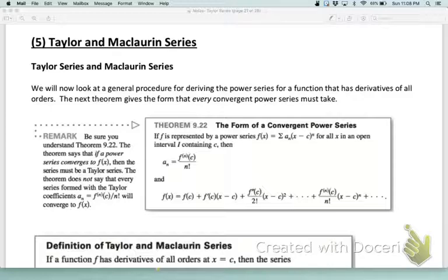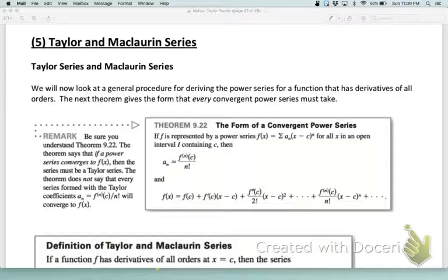So this theorem here says that if f is represented by a power series, so we're using some series to stand for f of x, for all x in some open interval, then the coefficients are going to follow that Taylor series pattern, and the value of f of x is going to be equal to the sum of that infinite series, okay? Now, this little remark to the side here is really important.